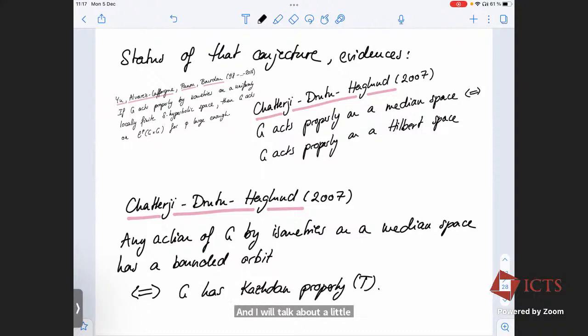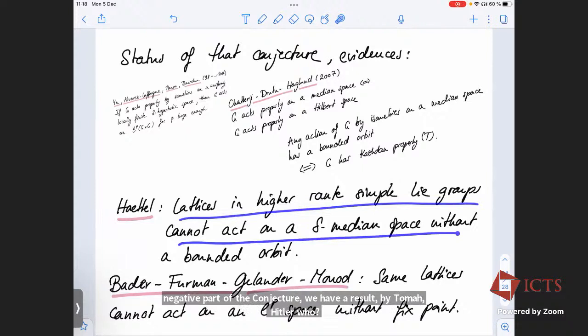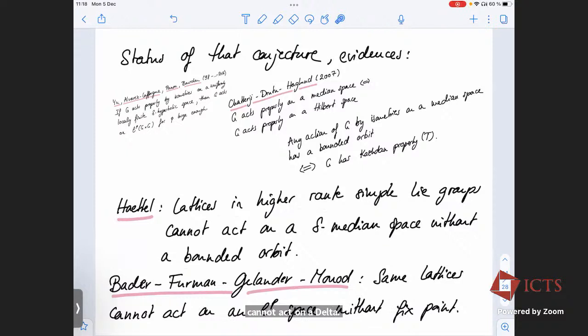Right. Okay. And so in the negative part of the conjecture, we have a result by Thomas et al., who say that lattices in higher rank simple Lie groups cannot act on a delta median space without a bounded orbit. And Bader, Furman, Gelander, Monod say that the same lattices, the ones in higher rank simple Lie groups, cannot act on an LP space without a fixed point. So those are all indications that the conjecture is correct.